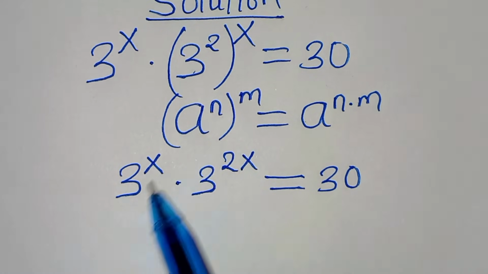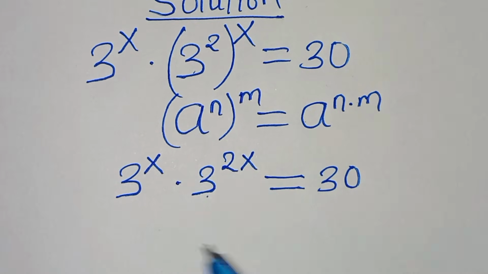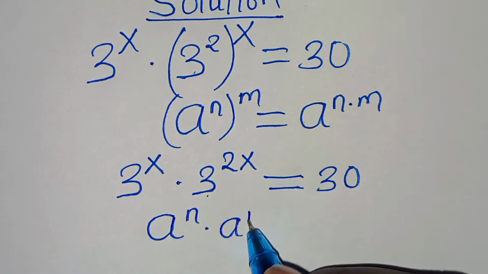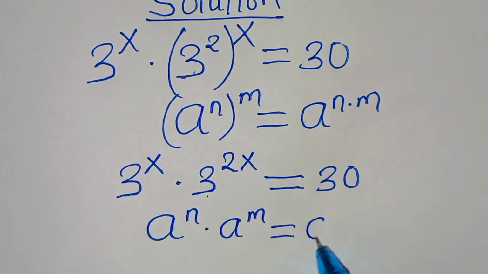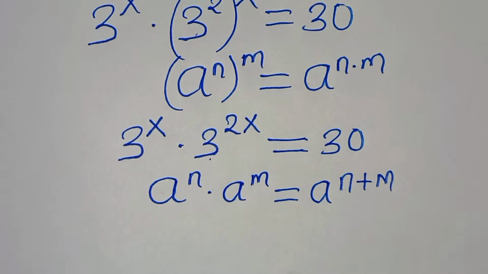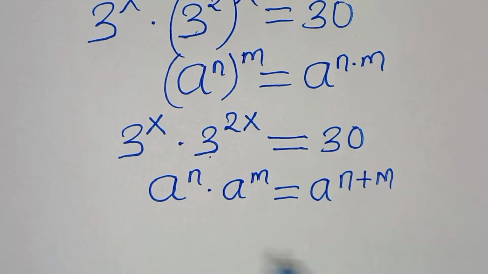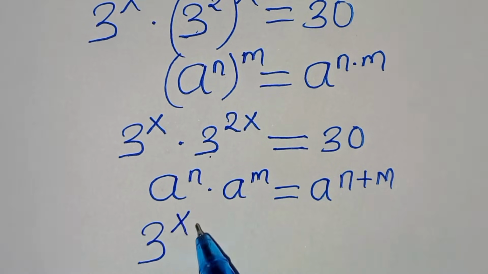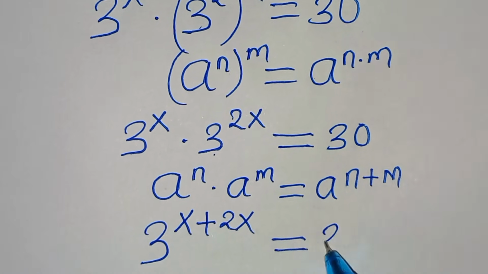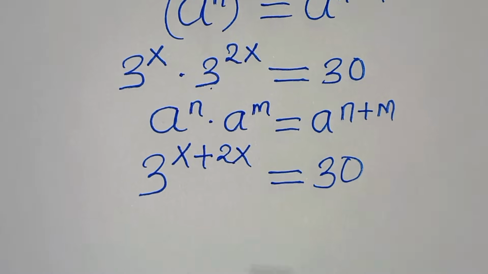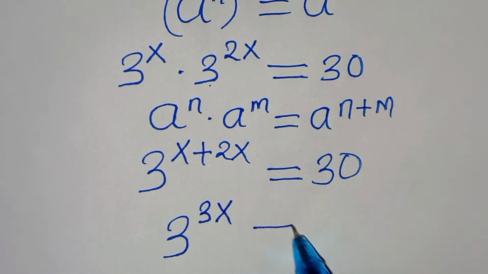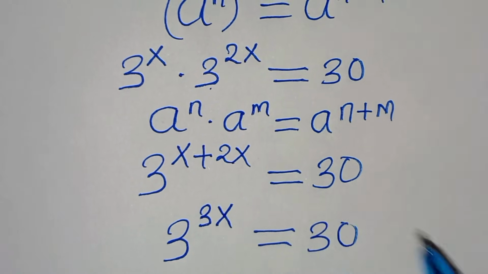Now, 3 to the power of x times 3 to the power of 2x. This is in the form of a to the power of n times a to the power of m, which we can express as a to the power of n plus m. Applying this exponent property, then we have 3 to the power of x plus 2x. This is equal to 30. So we have 3 to the power of 3x. This is equal to 30.